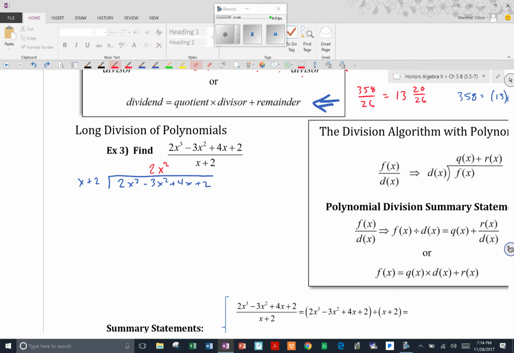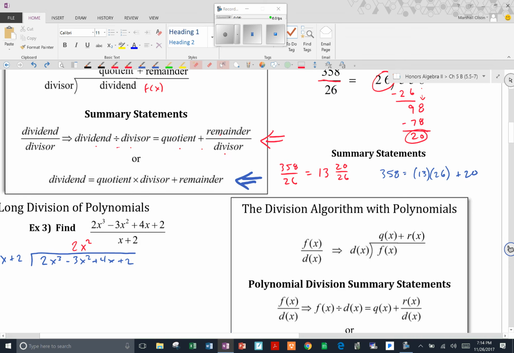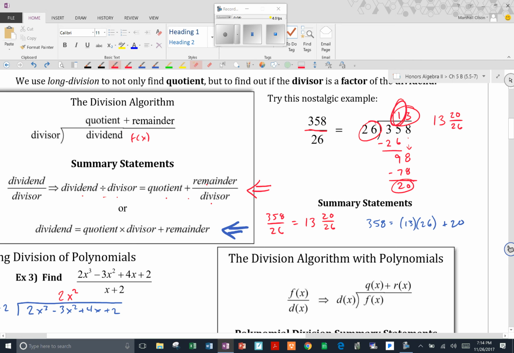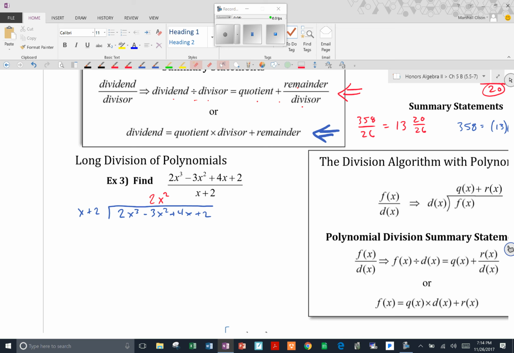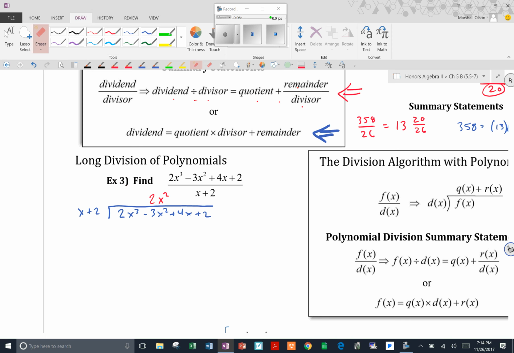Now, remember what we did up here with the 1? When we got that 1 right there, we multiplied it to the 26. Well, we're going to do the same thing here. We're going to multiply the 2x squared to the x plus 2. When we do that, got to make sure you distribute. So I'm going to have 2x squared, and you don't have to write this every time, but I'm just trying to show you in this example what's happening.